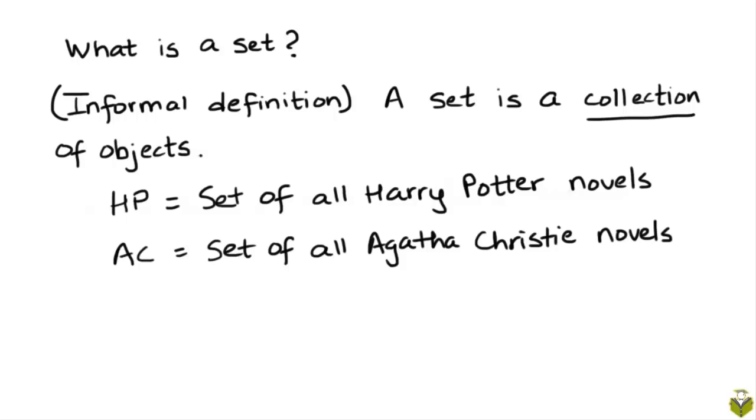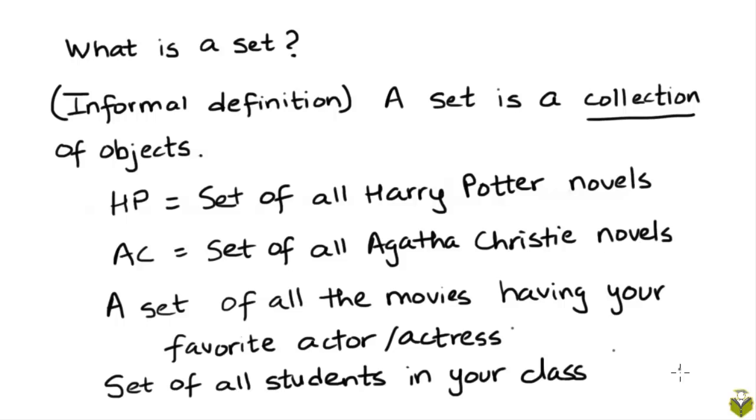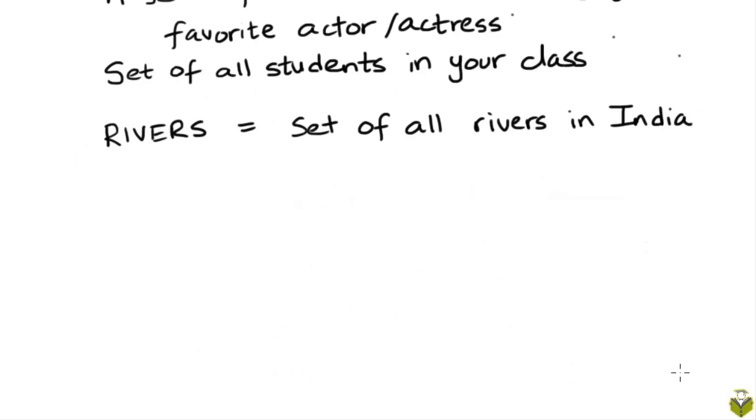We could define another set called AC, which would be a set of all the Agatha Christie novels. You could define a set of all the movies having your favorite actor or actress. Or you could define a set of all the albums by your favorite singer. You could also define a set of all the students in your class, or a set of all the teachers in your school. You could define a set of all the rivers in India and give it a name like rivers.